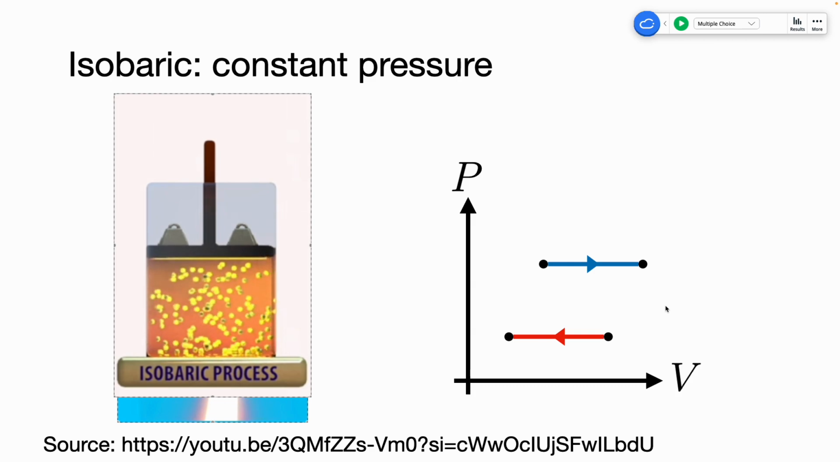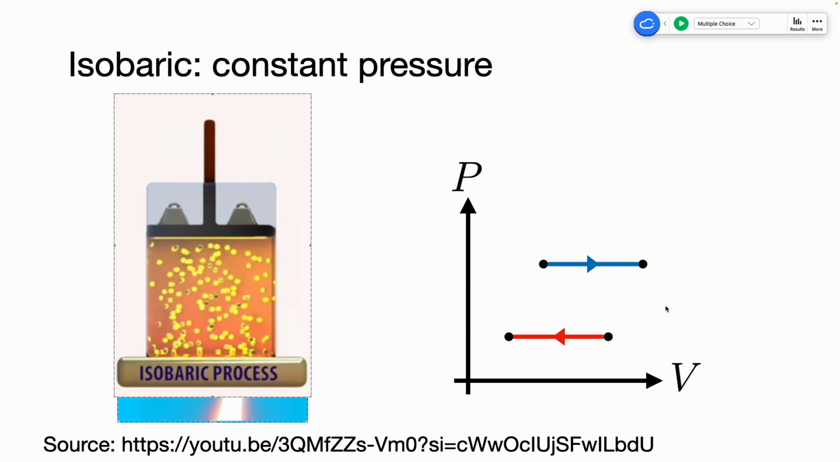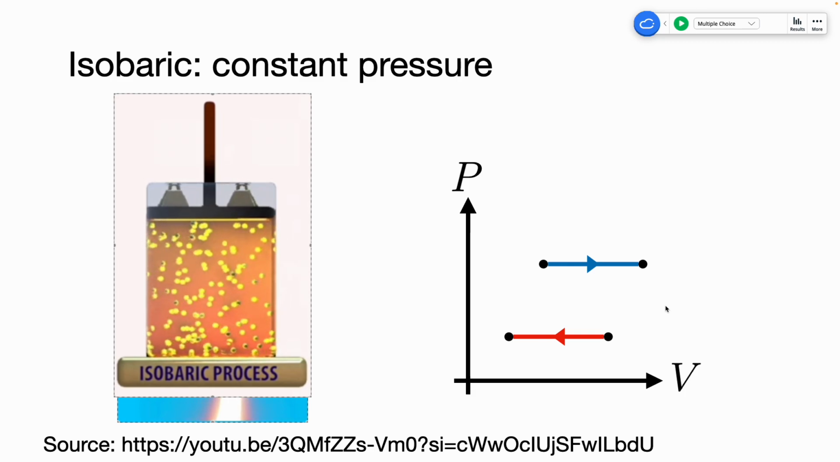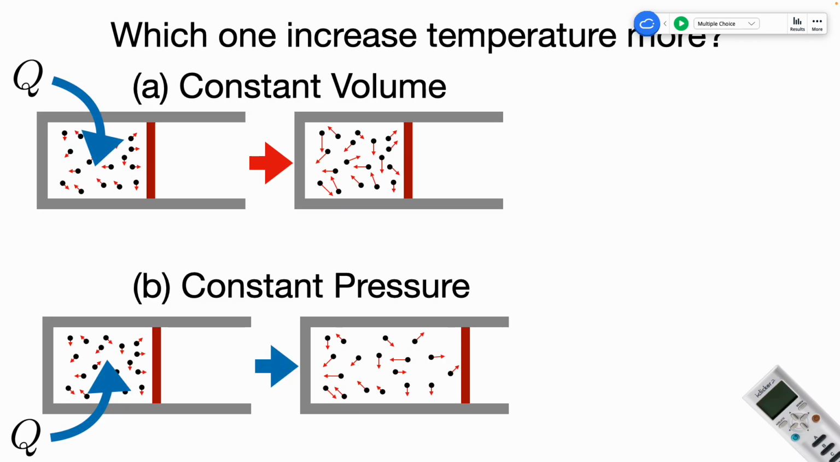Now, look at this. For an isobaric process, you have to increase the volume. Then if I heat up a gas with the same amount of heat, I have the same amount of gas, same thing, but I heat it in a way that I don't allow the gas to expand, which is constant volume, isochoric, and I heat the gas in another way, where I maintain the pressure instead of maintaining the volume. Which way of heating the gas will increase the temperature more?